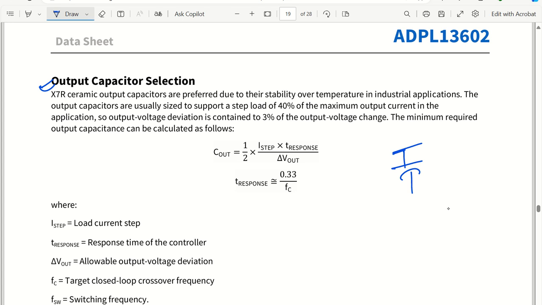So let us say if you want to find out the capacitor value requirement, then it will be half multiplied by I step times T response divided by delta V out. Delta V out is the ripple that you are thinking at the output. So basically 3% of output voltage is taken, and a step load is 40% of maximum output current. So basically you can see, let us say 2.4 ampere is the output current.